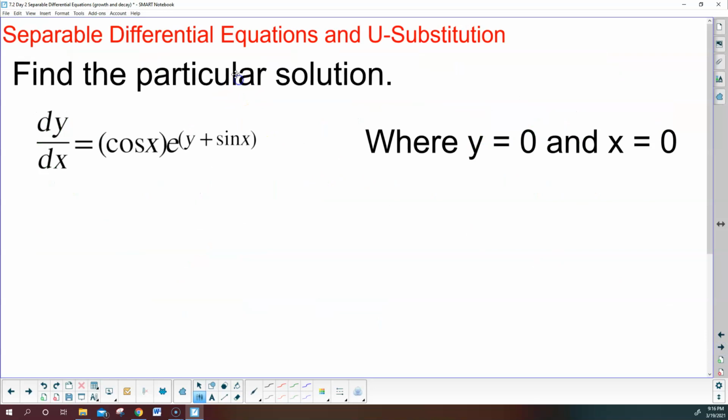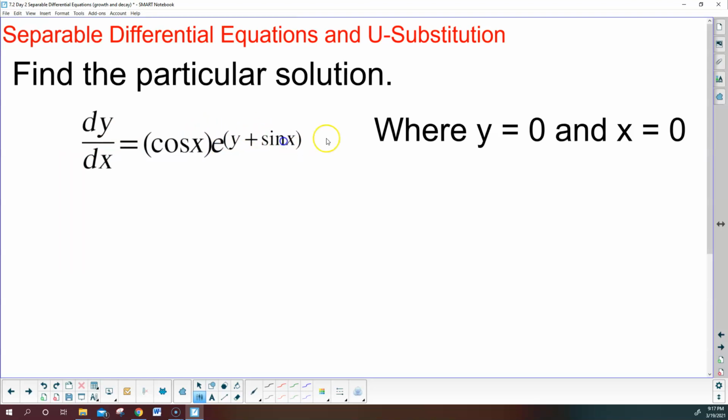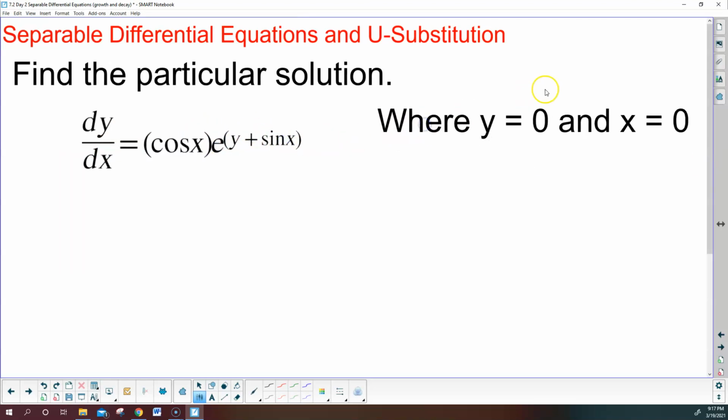All right. You could totally do this one on your own right now. I'll just give you a hint. It may involve U substitution. So find the particular solution. I have my differential. I need to separate anything with x's and y's. But notice this one's a little tricky. So if you feel confident, hit pause. If not, we're going to go over it.